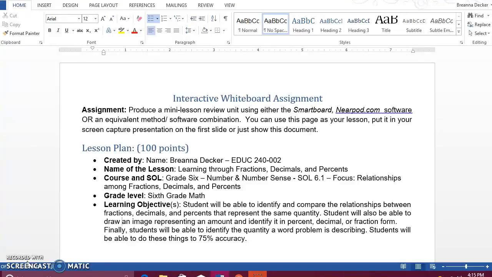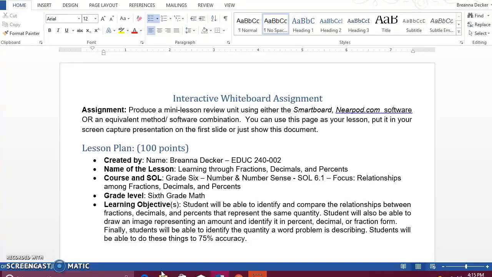So the name of my lesson is Learning Through Fractions, Decimals, and Percents, and this is for Grade 6, SOL 6.1. We're going over number and number sense and focusing on the relationships between fractions, decimals, and percents, just so the students can feel comfortable with that, go back and forth between fractions and decimals, and figure out how they relate to each other.